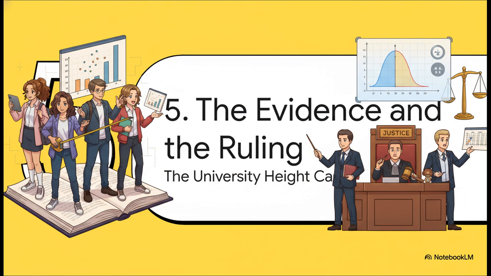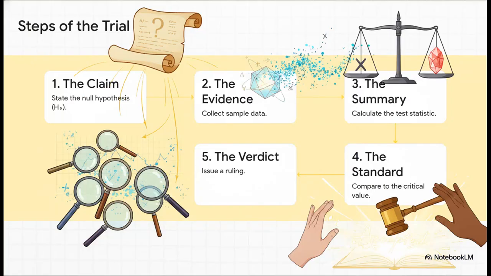Okay, enough theory. We have the rules of our courtroom set up. Now let's see how this all plays out in an actual case. We're going to look at a claim about the average height of university students and walk through the trial, step by step. And we're going to follow these 5 simple steps. We'll state the claim, collect our evidence, summarize that evidence into a single score, weigh it against our standard of proof, and then, finally, issue the verdict.